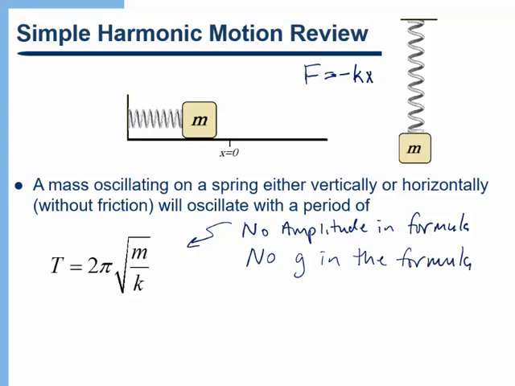And then what we see is that the period is directly proportional to the square root of the mass. So if I quadruple the mass, the period is only going to double. Also notice that the period is inversely proportional to the square root of k. So if I increase the spring constant, meaning it's a stronger spring, that will decrease the period, but it's as the square root of k.